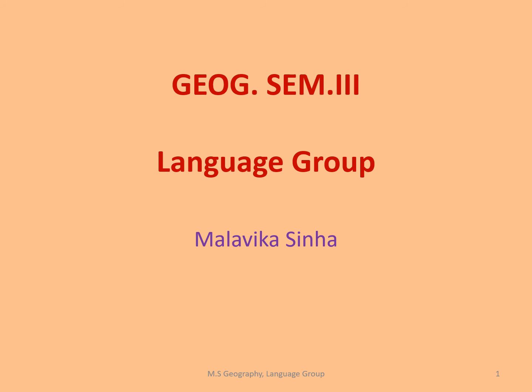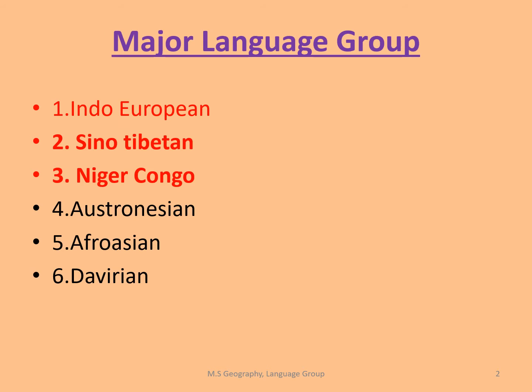Now the topic is major language groups of the world. There are six major language groups of the world. First one is the Indo-European. Second one is the Sino-Tibetan. Third is Niger-Congo. Fourth is Austronesian. Fifth is Afroasiatic. Sixth is Dravidian.